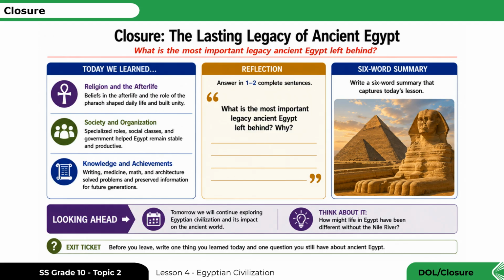To conclude our lesson, think about everything we have covered today. Which of Egypt's legacies, their religion, social organization, or knowledge, do you believe was the most important? Reflect on your choice and support it with the evidence we have studied.